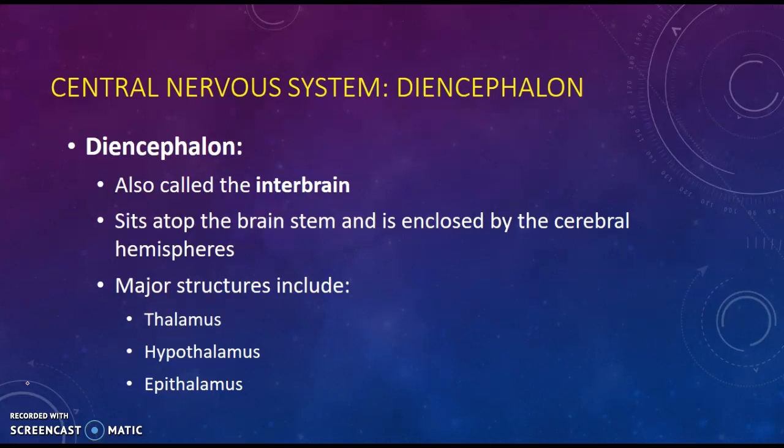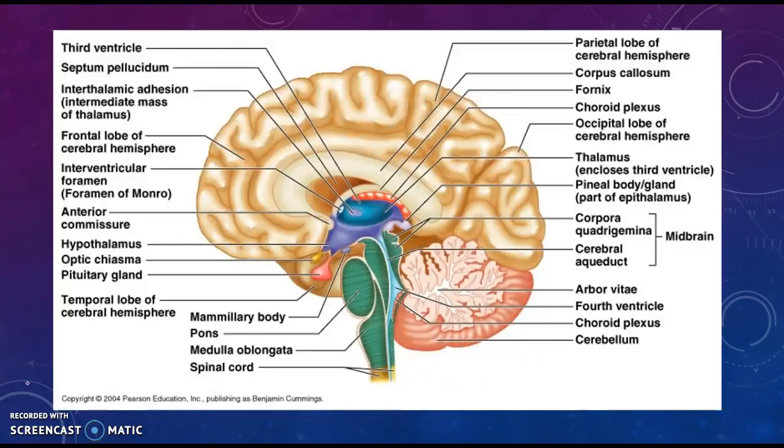So here is the diencephalon. This is also called the interbrain. And this is going to be basically on top of the brainstem, and it's going to be deep to the cerebral hemispheres. So it's actually going to be deeper kind of inside of those cerebral hemispheres. And this is going to be called the thalamus, the hypothalamus, and the epithalamus. Those are the three big structures that we're going to talk about.